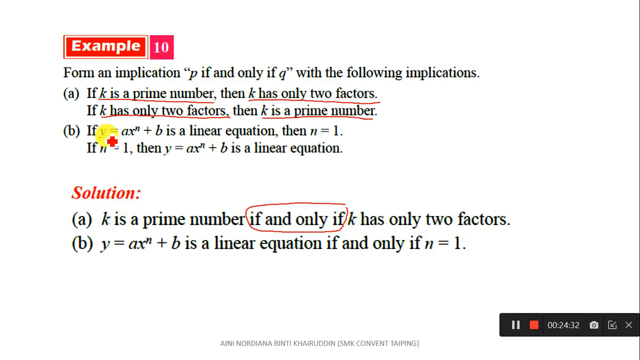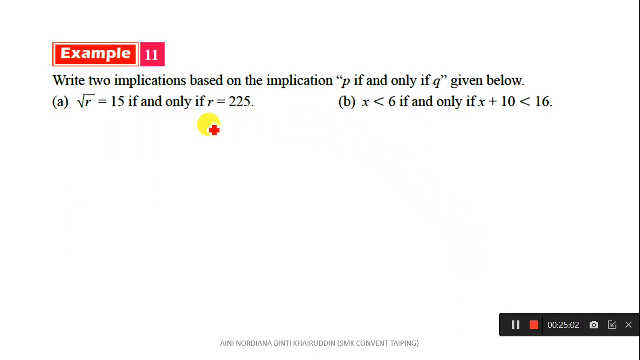Next, if y equals ax to the power of n plus b is a linear equation, then n equals 1. So, y equals ax to the power of n plus b is a linear equation. Add the words if and only if n equals 1. Okay, now write the two implications.